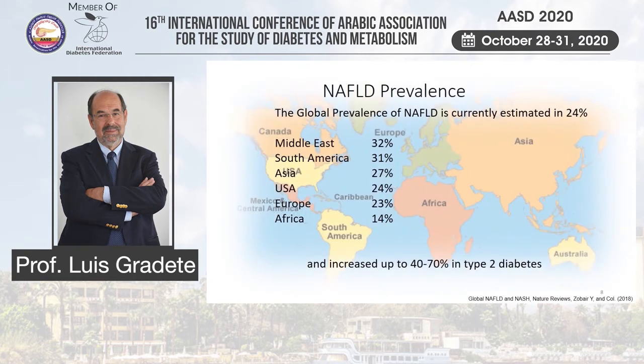And what about the prevalence of NAFLD? The global prevalence of NAFLD is currently estimated at 24%. In the Middle East, we have 32%, South America 31%, Asia 27%, USA 24%, Europe 23%, Africa 40%, and it increases up to 40 to 70% in people with type 2 diabetes.